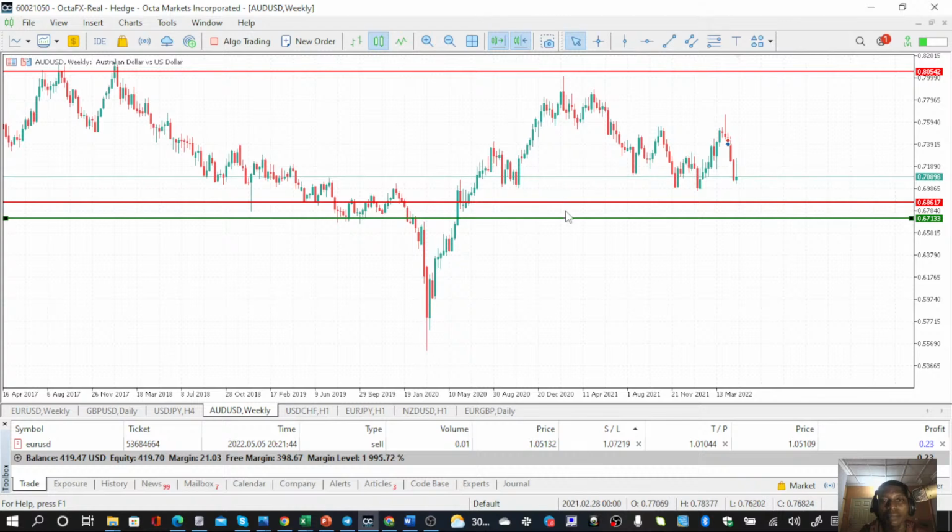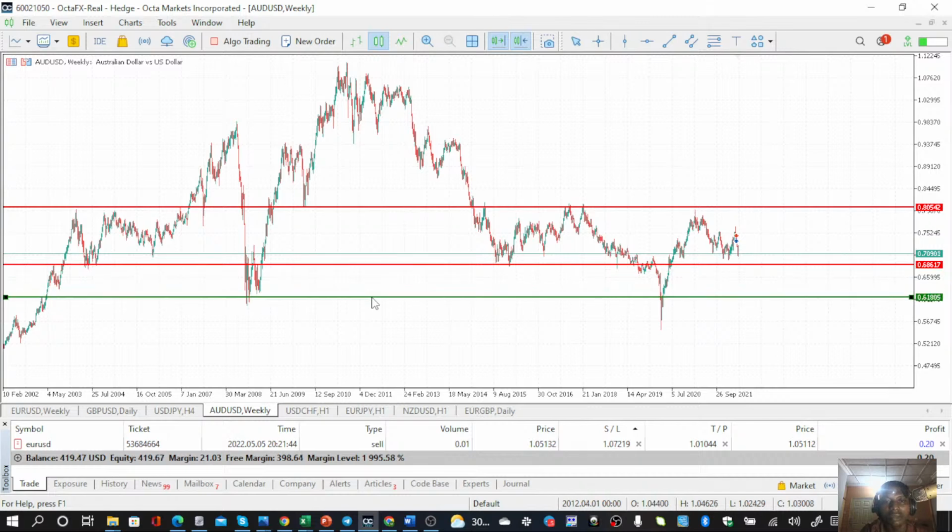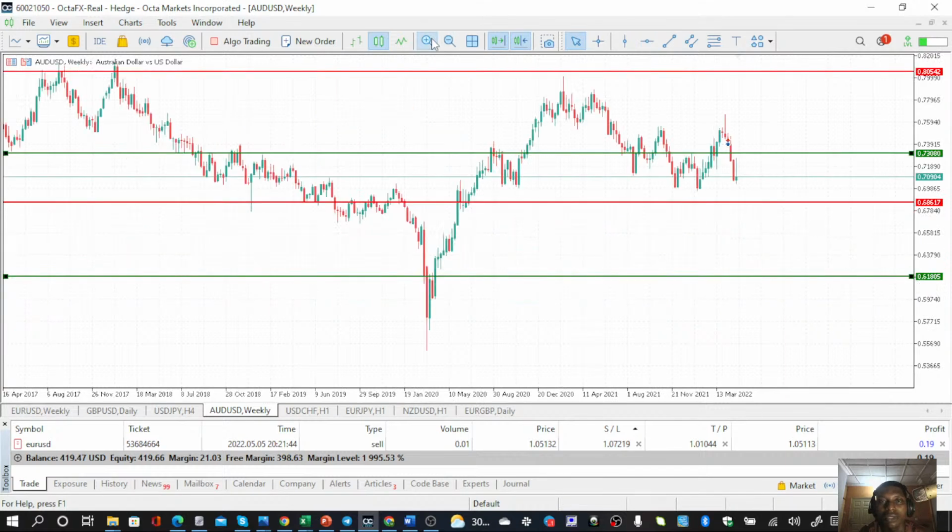Alright, okay, the resistance level here. Our take profit can come here, and we can have a stop loss at this level. Okay, good, at this level. I believe you get that.